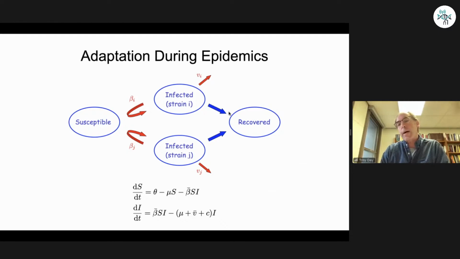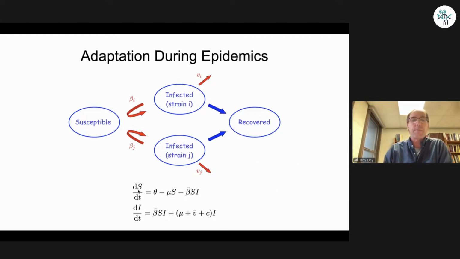And then individuals can recover from infection as well. And so you can build a simple ODE model where we're tracking the density of susceptible hosts. There's an inflow, there's an outflow through natural mortality, and there's an outflow through infection that depends on the average transmissibility across all genotypes of the pathogen in the population. That's this beta bar. And then the total number of infections changes through time as a result. Well, there's an inflow through infection at this average rate beta bar. And there are three ways to lose an infection: natural mortality, you can clear the infection, or you can die from the infection. And again, at a rate that on average depends on the average virulence of the genotypes in the population.